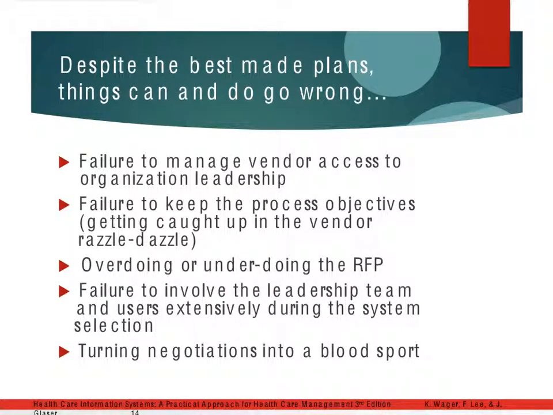So things can go wrong, and sometimes there's failure to manage vendor access to organizational leadership. Your book talks on page 235 about someone going over your head and going to the CEO and thereby influencing their decision to select a product. They give some pretty funny examples if you're interested in looking at that in the book. And I don't know, maybe one of you one day will be taken to the Super Bowl to get bribed into buying a certain EHR.